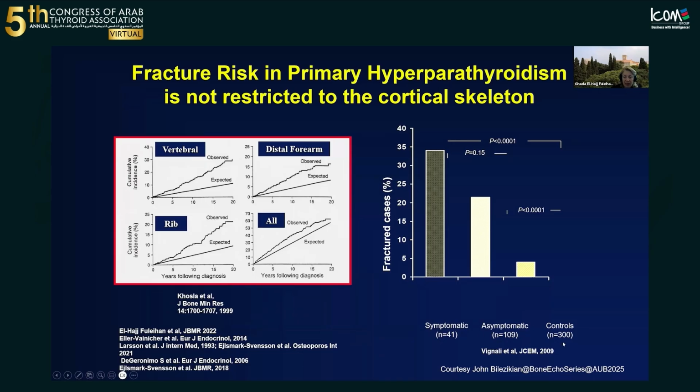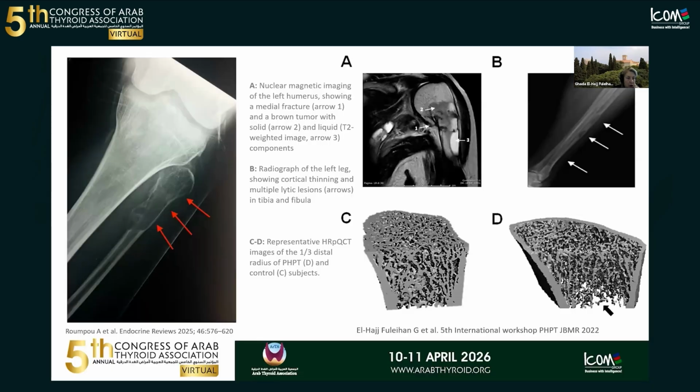This is a study by Vignali and Claudio Marcocci, whether they're symptomatic or even asymptomatic, the prevalence of vertebral fracture is high, although it's higher in those who are symptomatic. And I think it's a very important point and take-home message. Clinically asymptomatic does not mean that they are free of end organ damage.